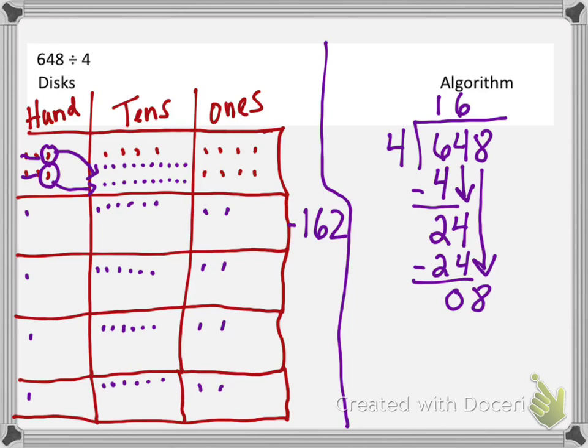So 4 goes into 8 2 times, and that's what we have here. 2 in each group. 2 times 4 is 8. Sister tells us to subtract, and we have no remainder. So our answer is 162. And that's what we got for our place value discs. And yay, I did it right. This time I did it right.